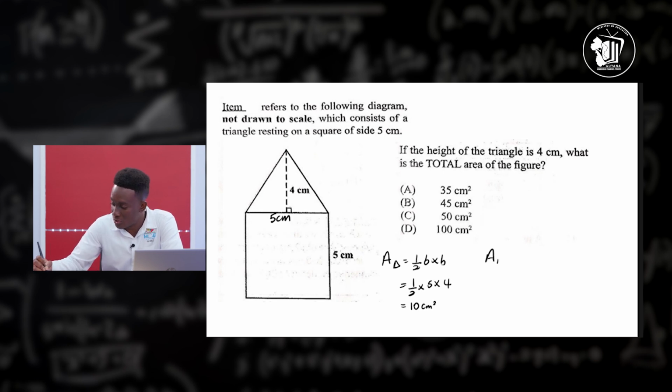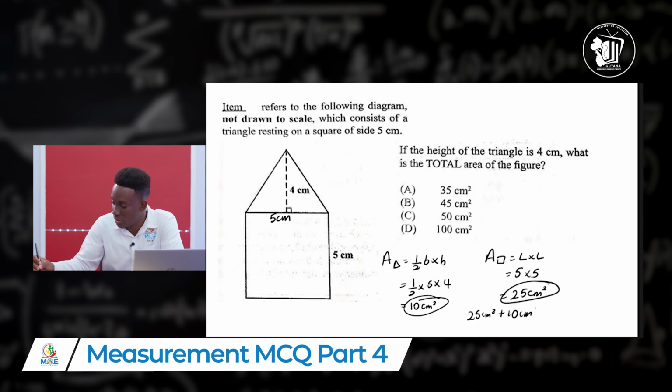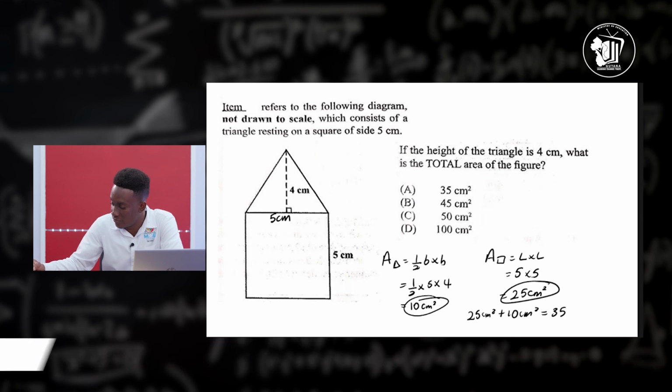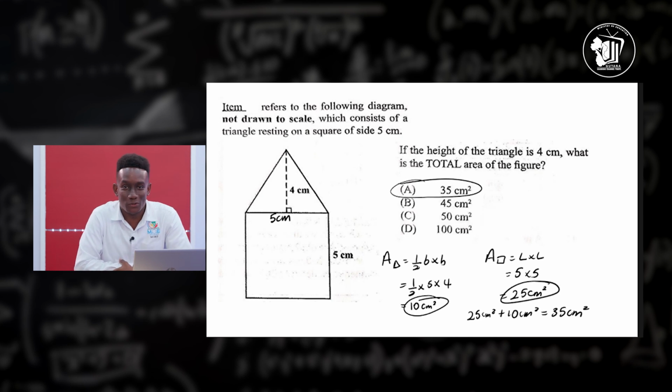And the area of the square would be length times length, which would be 5 cm times 5 cm, which would be 25 cm squared. So it's 25 cm squared and 10 cm squared. So the total area would be 25 cm squared plus 10 cm squared, which would give me 35 cm squared, which is simply A.